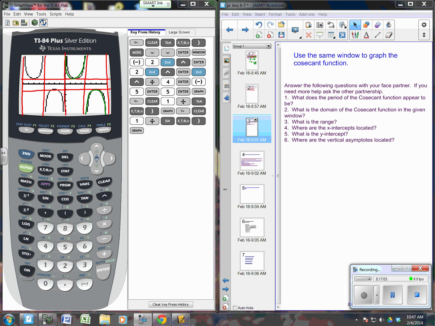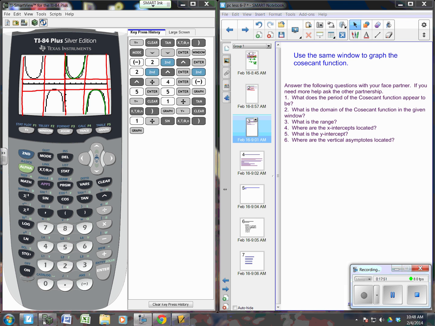What is the domain of the cosecant function in the given window? What is the domain of this function? Someone raise your hand and I'm going to call on you, or I'll call on someone anyway. I'm going to call on Alyssa. What do you think the domain of this is? You didn't figure out the domain? Sam probably did, so I'm going to ask Sam. What's the domain of this function? Where do the asymptotes occur? I'm going to go on to someone else. Noah, where do the asymptotes occur?